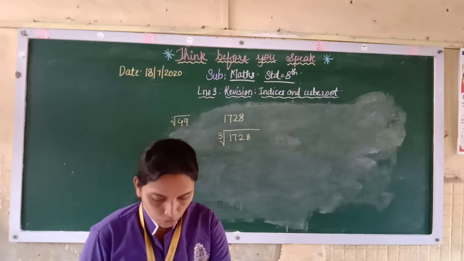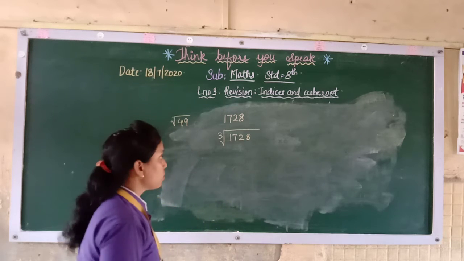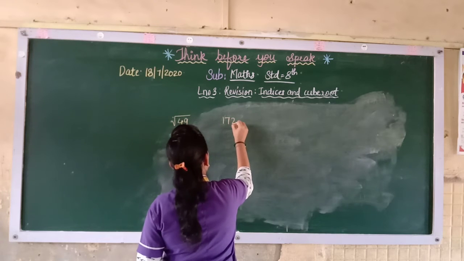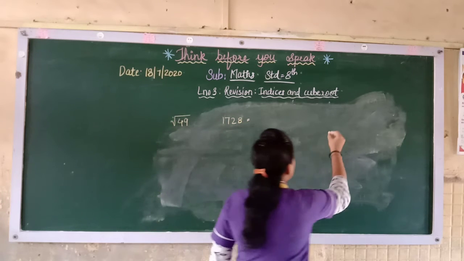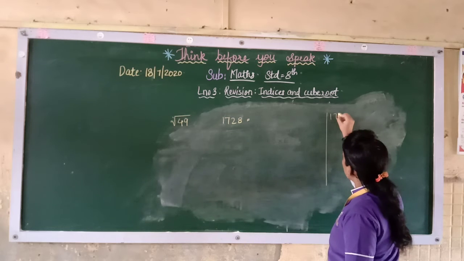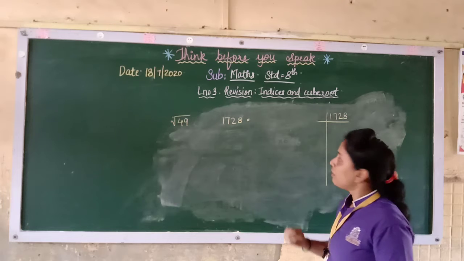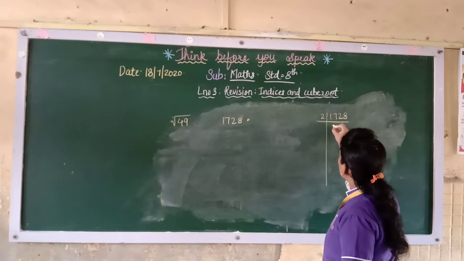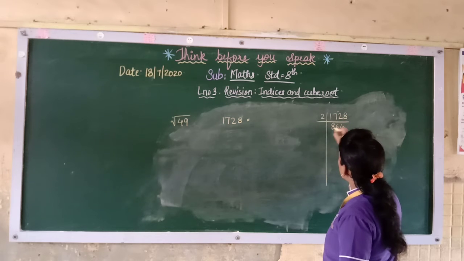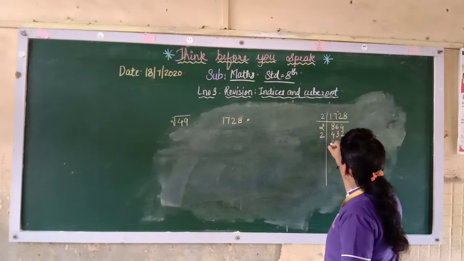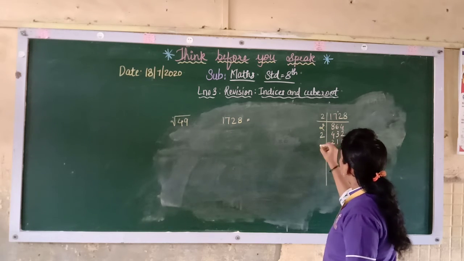So now what will you do? First you can find the factors of 1728. How will you do it? See, prime factors, you know how to take out prime factors. Now the ending is 8. If the ending is 2, 4, 6, 8 or 0, it will go by 2. So here you will get 2 8s are 16, 2 6s are 12, 2 4s are 8, 2 4s are 8, 2 3s are 6, 2 2s are 4, 2 2s are 4, 2 1s are 2.